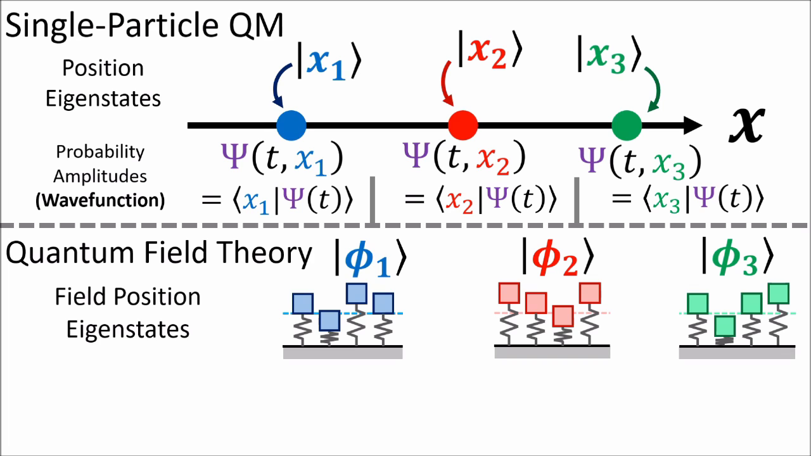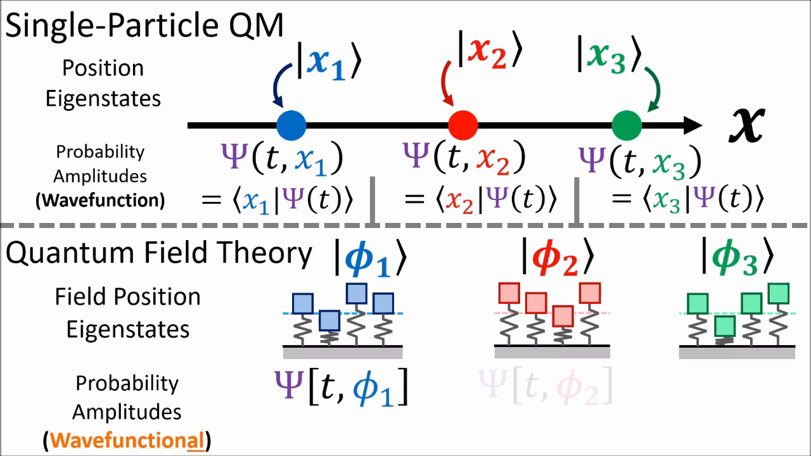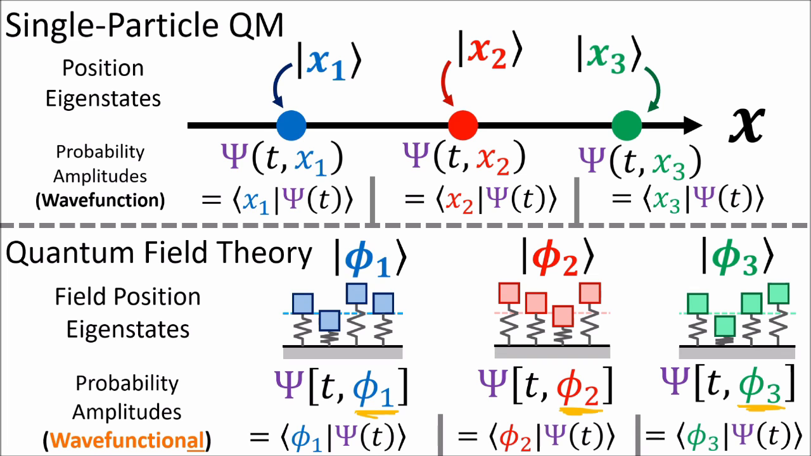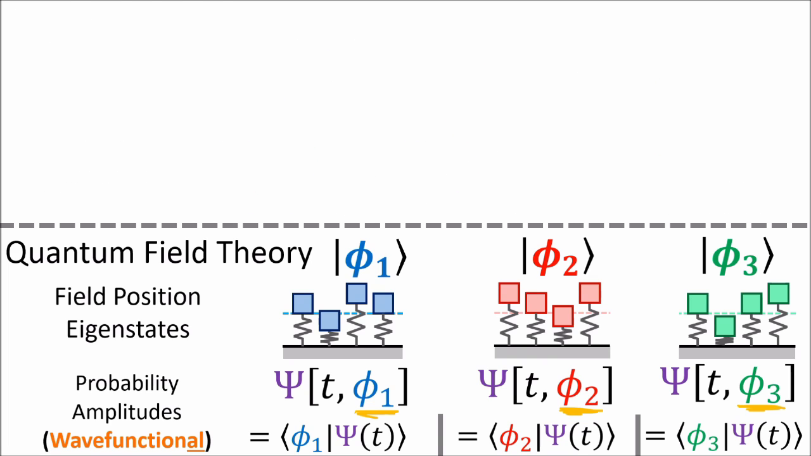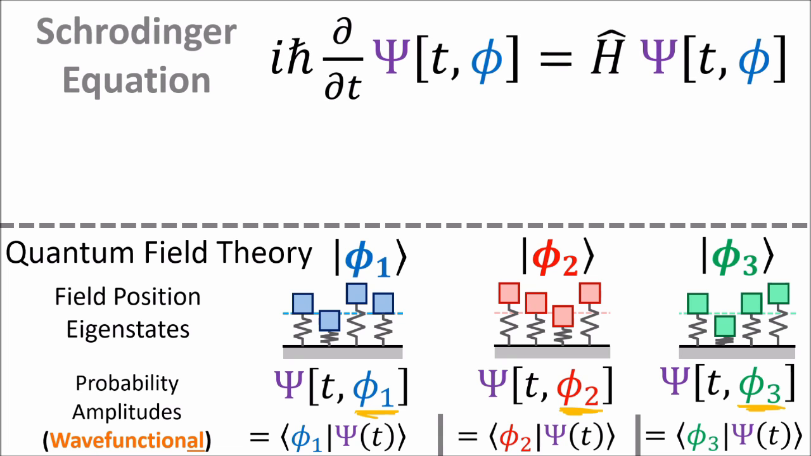Each possible field eigenstate phi of a field has a probability associated with it, which is the value of the quantum wave functional psi of t and phi, for a given field state phi. We're saying psi is a functional because it takes a function phi as input and returns a complex number. We get this probability amplitude by projecting the bra field state phi onto the quantum state psi of t, and the wave functional psi of t and phi obeys the Schrödinger equation.